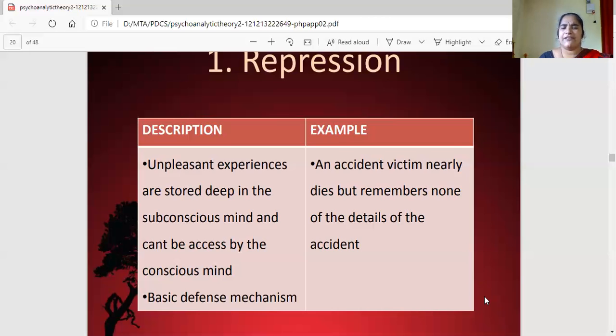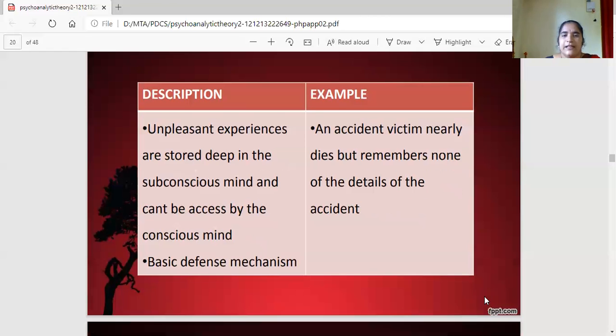Okay, so it is a basic defense mechanism. We all do this. Something very bad, maybe not only an accident but some bad incident, you try to forget and bury it deep within the heart so that you will not suffer the pain and agony.